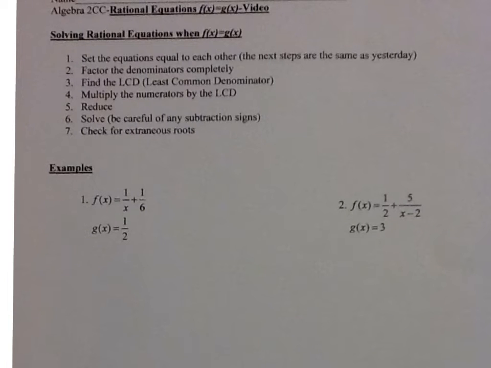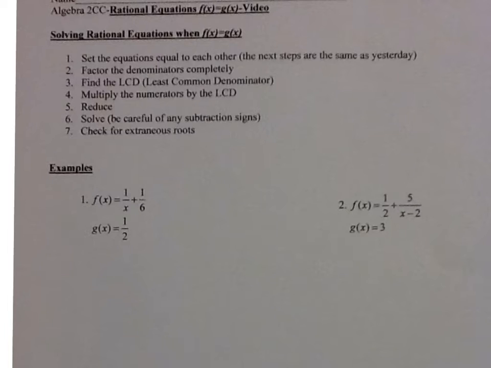Okay, so today what we're going to work on is solving rational equations when f of x is equal to g of x. So remember this from before when we did a system of equations, f of x is equal to g of x. I'm only looking for the x value. I'm not looking for the y values because this is saying find when y is equal to y. So you want to find your x value. All right, so it is the same process as before.